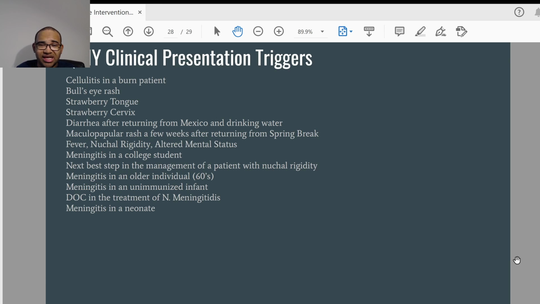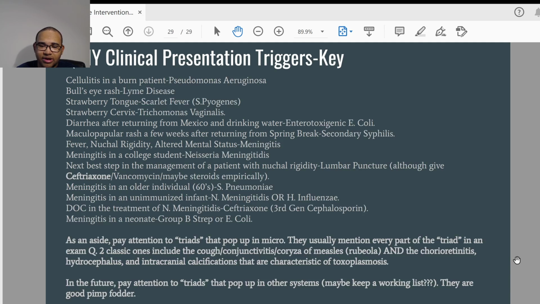Meningitis in an unimmunized infant, think about, I don't know what I was thinking about with this question. And then drug of choice in the treatment of Neisseria meningitidis, that's ceftriaxone. And then meningitis in a neonate, that's going to be group B strep. Apparently, I was thinking about Neisseria meningitidis or H. influenzae, because those are both vaccine preventable. So I'm going to go ahead and stop here.